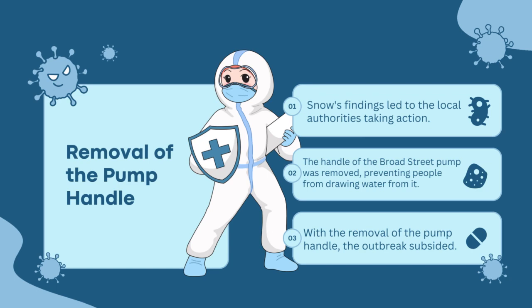Removal of the pump handle. Snow's findings led to the local authorities taking action. On September 8, 1854, the handle of the Broad Street pump was removed, preventing people from drawing water from it. With the removal of the pump handle, the outbreak subsided. This was a pivotal moment in the history of epidemiology and public health.